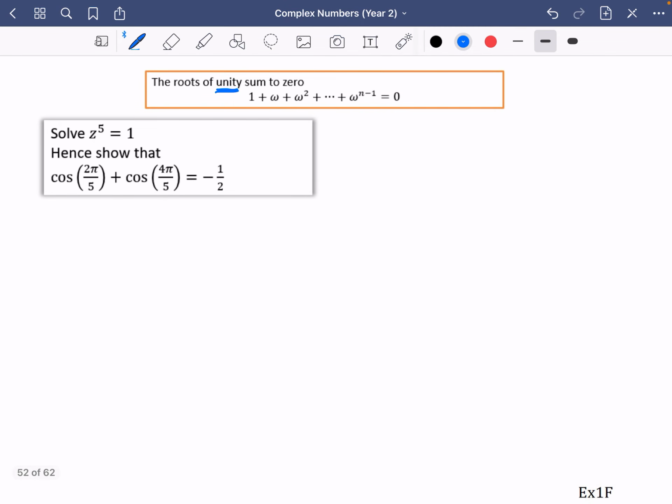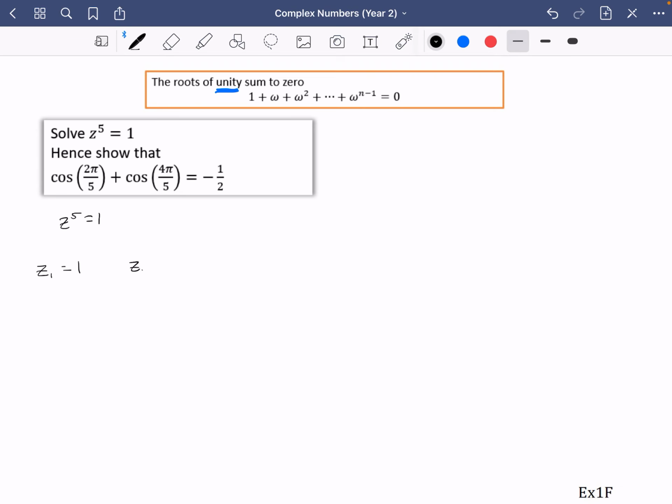So let's try this question, because this one is a little bit trickier than some of the other ones. Well, in some ways, maybe it's not that much harder. So we're going to solve z to the power of 5 equals 1. So I'm going to first of all go about coming up with all of these solutions. Now, obviously, the first one is just going to be 1.